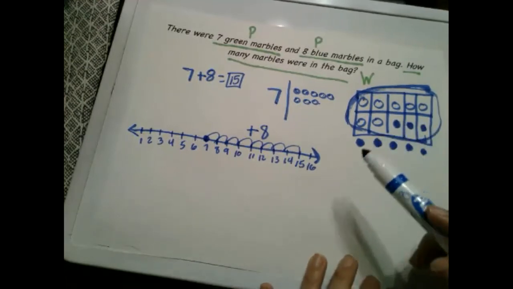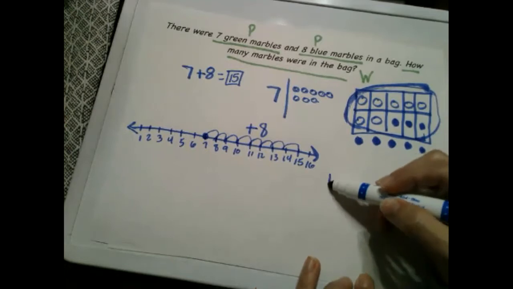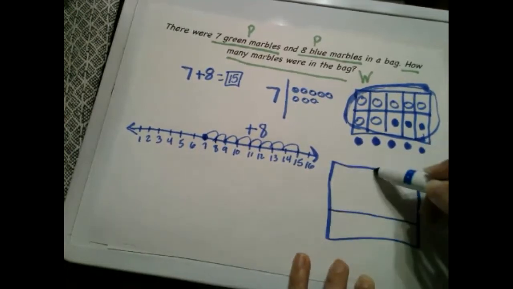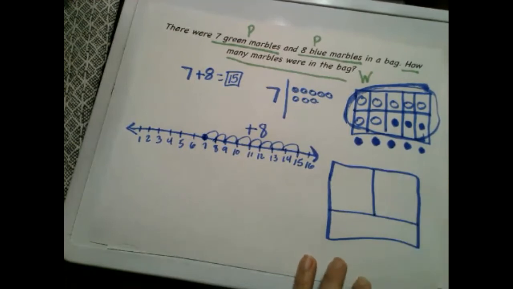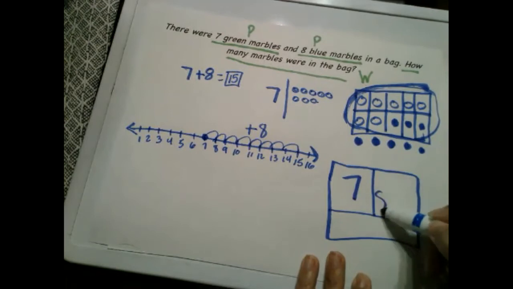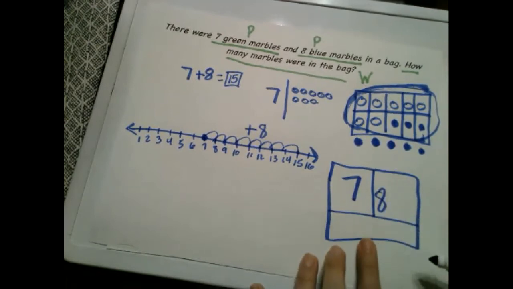These are wonderful strategies to help us learn. You could have also used a part whole to help you solve. Well, I know my 2 parts. I know that I have 7 and I have 8. What I don't know is the whole.